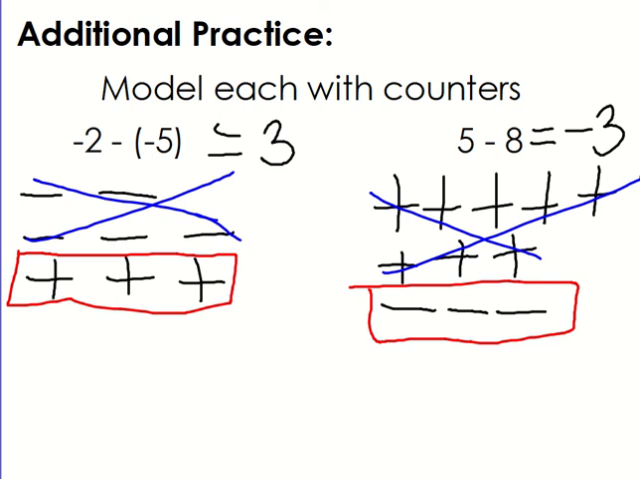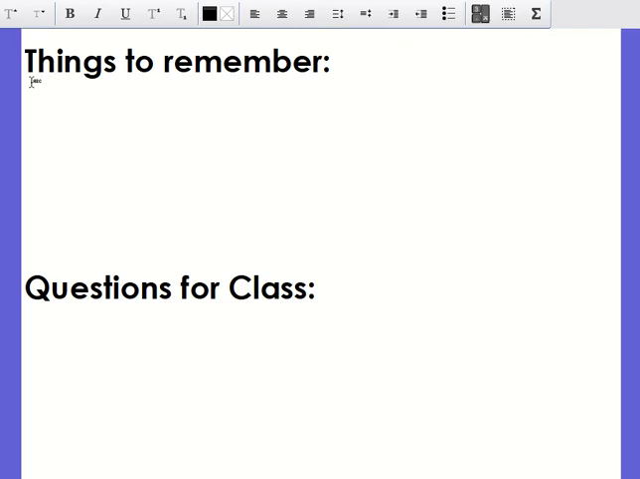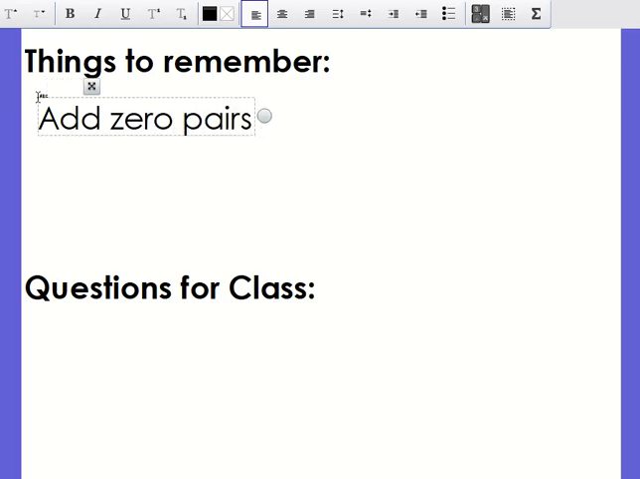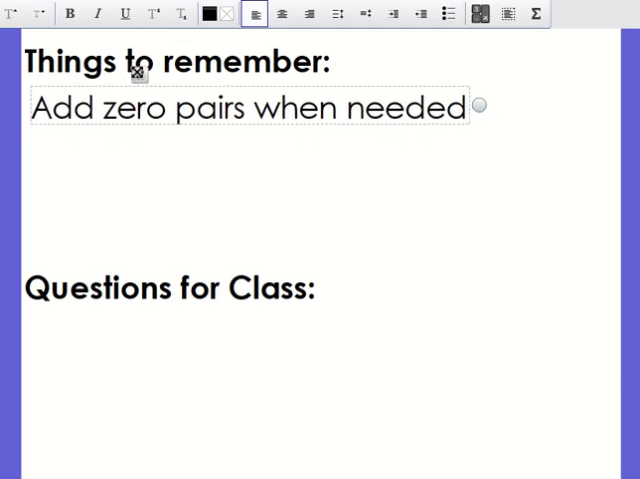Okay, if you need to see any of that again, rewind. If it was too fast, rewind. So things to remember. Definitely remember to add 0 pairs where needed, right? Add 0 pairs when needed. They're very important. 0 pairs don't actually change anything. I'm just adding 0.